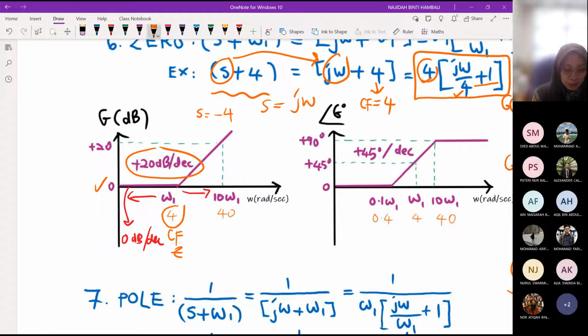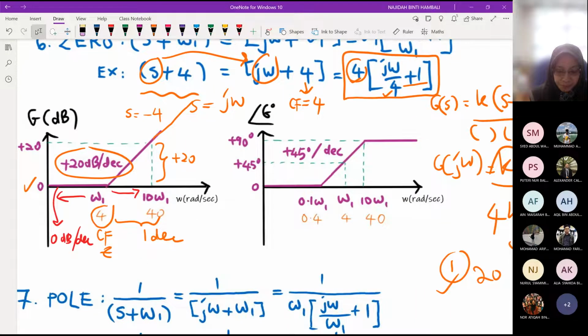So if you notice, from 4 until 40, this is one decade. So this is the value of positive 20. That's why you get the slope positive 20 dB per decade. So after larger than 40, it just continues on to infinity. So larger than the cutoff frequency, the slope is positive 20 dB per decade. Lower than the cutoff frequency, the slope will be 0 dB per decade. Next.